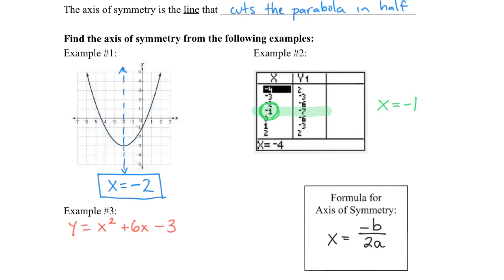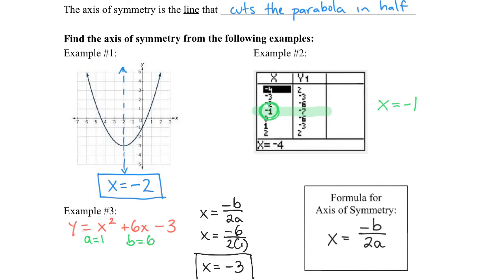So what we need to do is identify at least our a and b values. We're going to have a equals 1 here and b equals 6. And then we're just going to plug into our formula. x equals -b over 2a, x equals -6 over 2 times 1, and that's -3. And there's my axis of symmetry right there. So now you know how to find the axis of symmetry from a picture, from a table, and, given the function, algebraically.